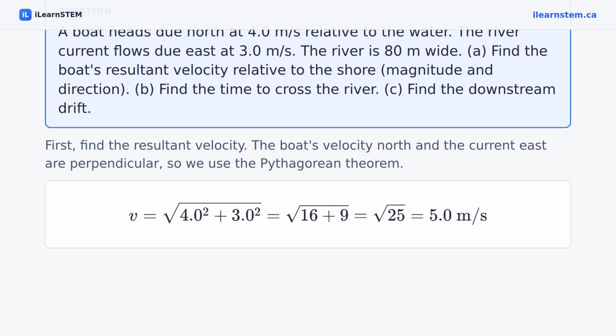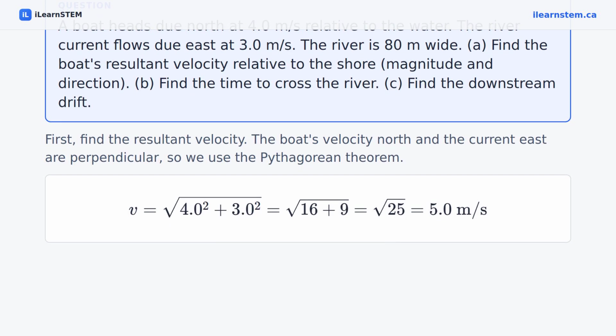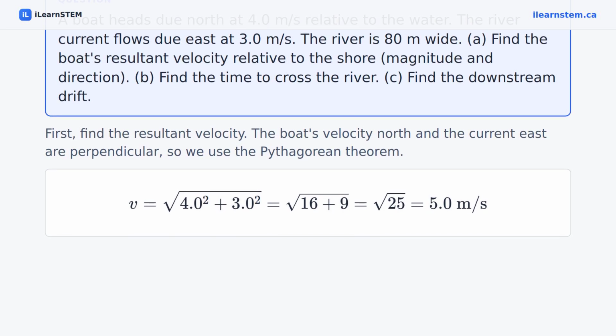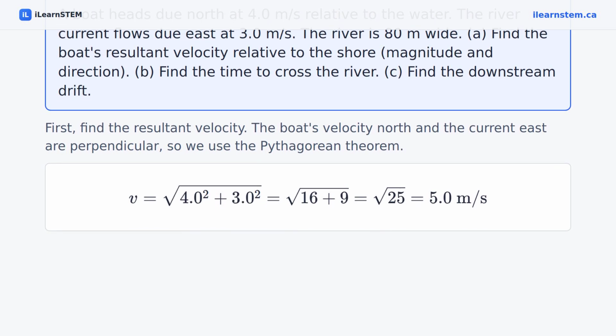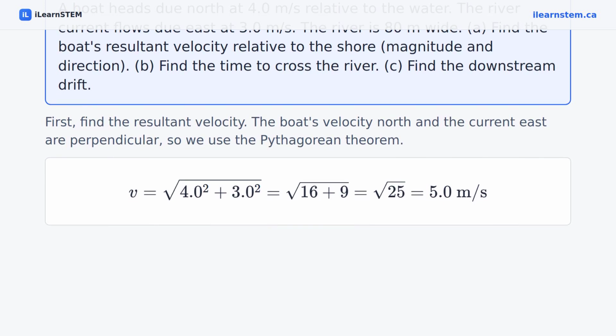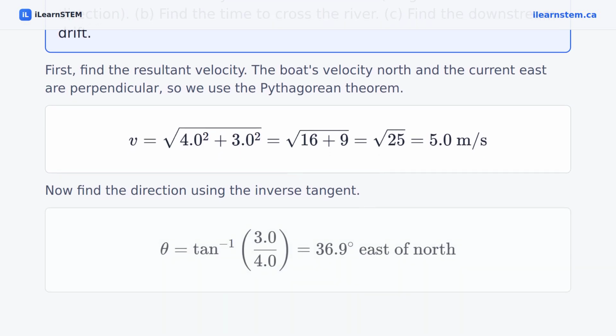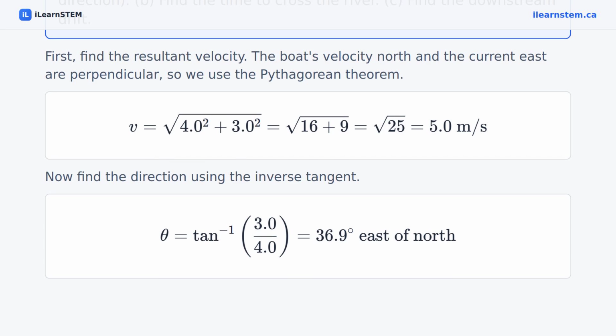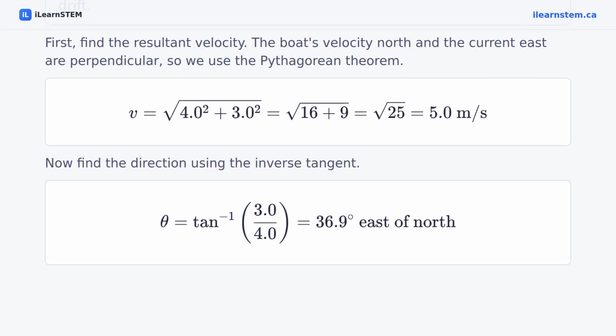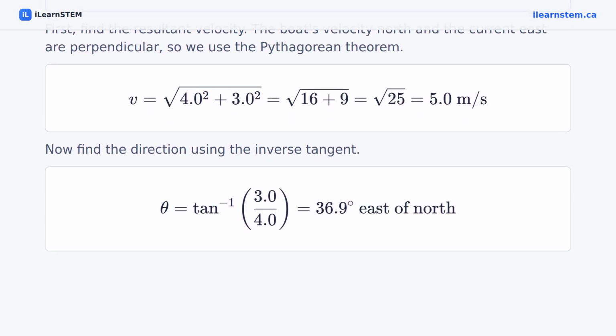V equals the square root of 4.0 squared plus 3.0 squared, which is the square root of 16 plus 9, the square root of 25, giving 5.0 meters per second. Now find the direction using the inverse tangent. Theta equals the inverse tangent of 3.0 over 4.0, which is 36.9 degrees east of north.